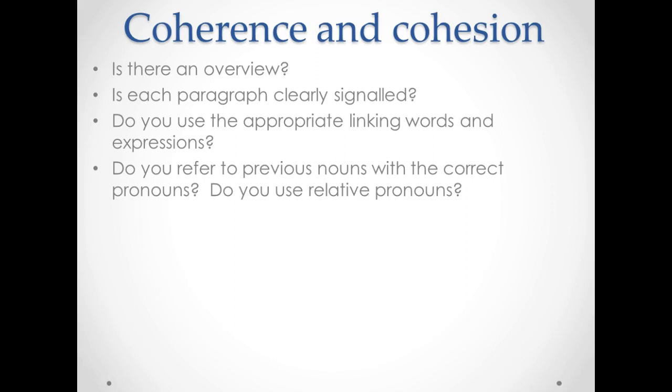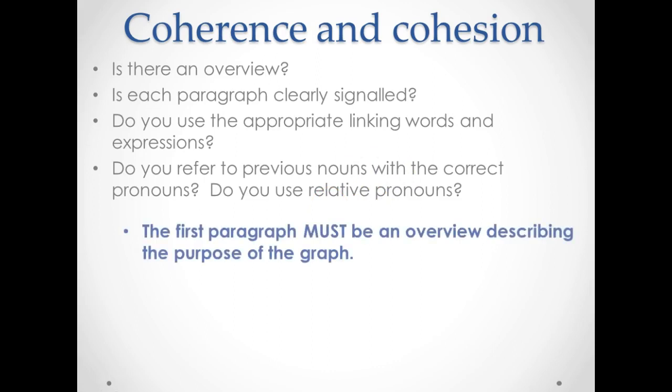The second criteria was coherence and cohesion. How can you do this? What is the examiner thinking? The examiner is looking for an overview. They're looking for each paragraph to be clearly signalled, maybe with a topic sentence. They're looking for really good linking words and expressions. And they are also looking for pronouns and relative pronouns to connect ideas.